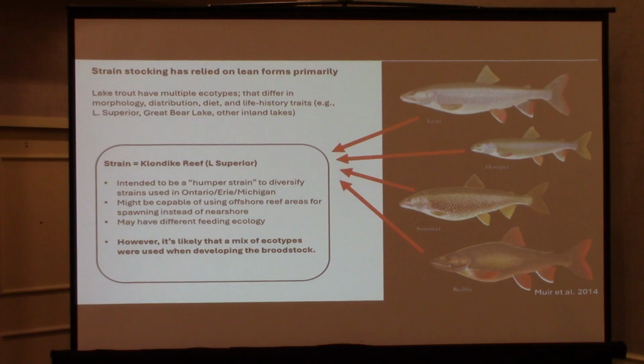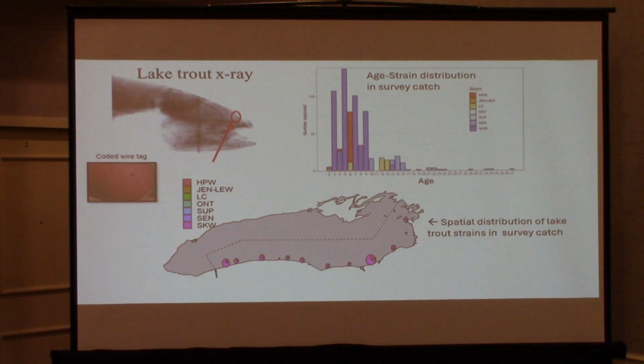However, in talking with people who actually developed the broodstock for this, after it was developed there was some question whether it was purely a humper strain. Multiple forms use this spawning area in the Klondike Reef, and it's probably more likely that some leans and siscowets and maybe even redfins were contributing to this broodstock.